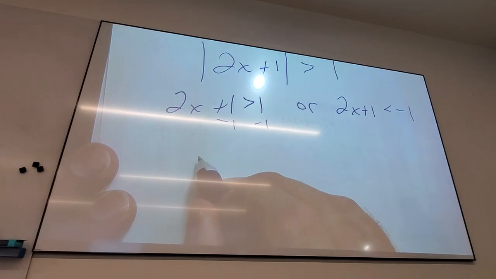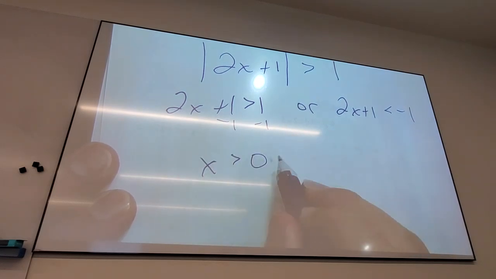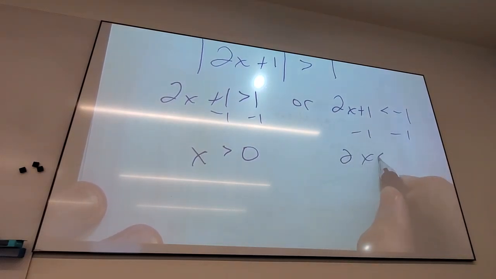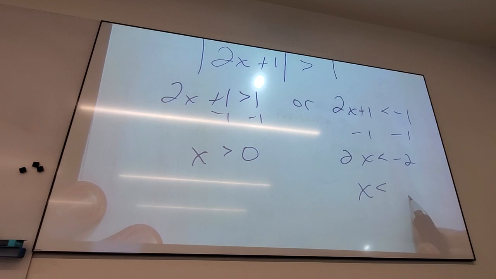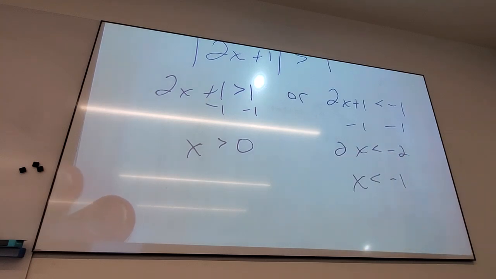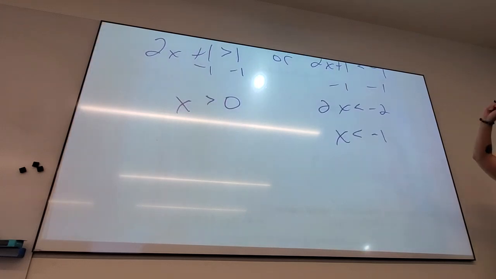So here, what do you get? 0. When you divide by 2, it's still 0, right? And over here you get negative 1. Do I have to flip the sign? Some students key in on the negative in the problem, but it's if I divide by a negative or multiply by a negative. And I didn't, I divided by 2. All right, so take a minute, graph it, interval notation it.